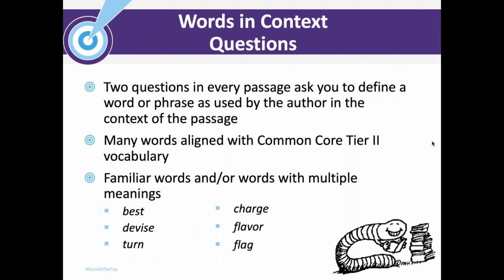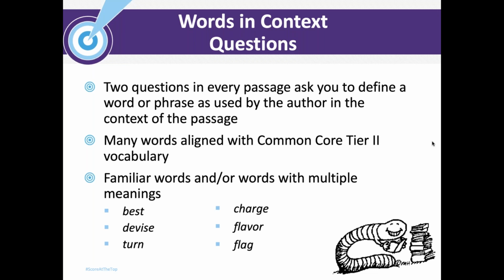All right, so those are techniques for the command of evidence questions. So just always identify them. They're typically in pairs. Read the first question, find the answer within the answer choices of the second question, and then go back and make your match so you can answer the first question. Now we're going to move on to words in context questions. So this is the vocabulary in context.